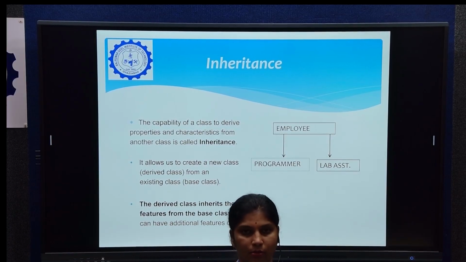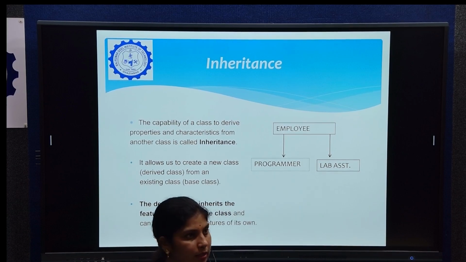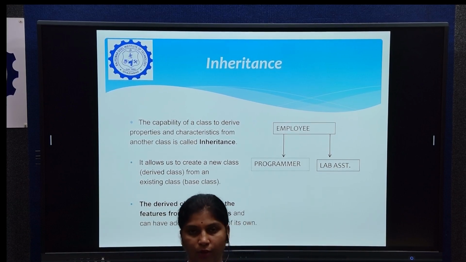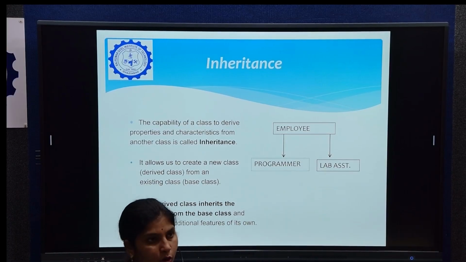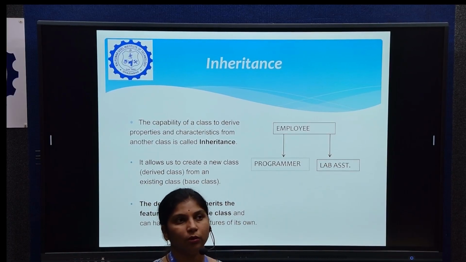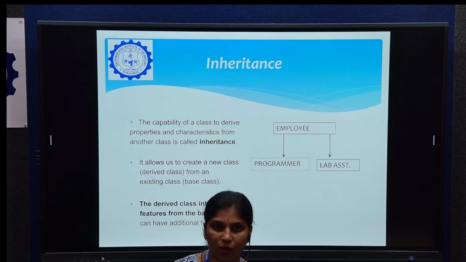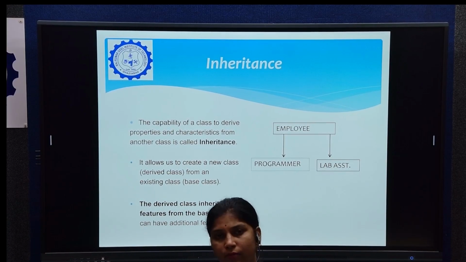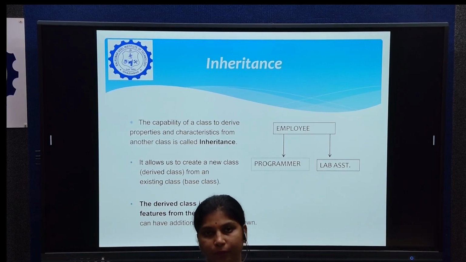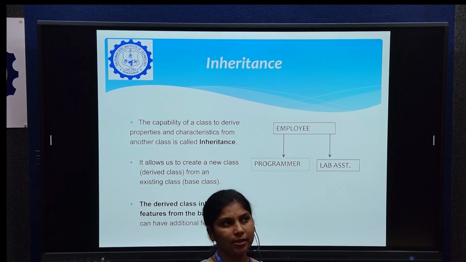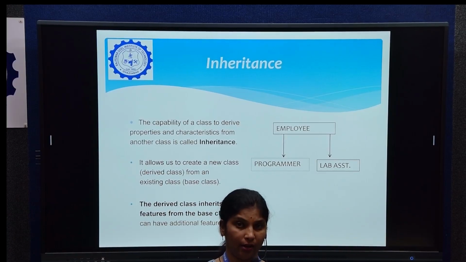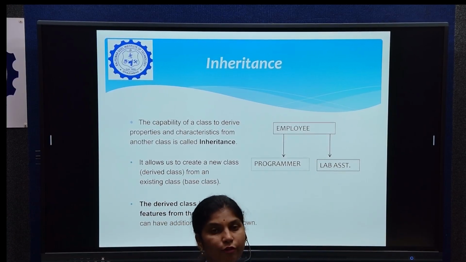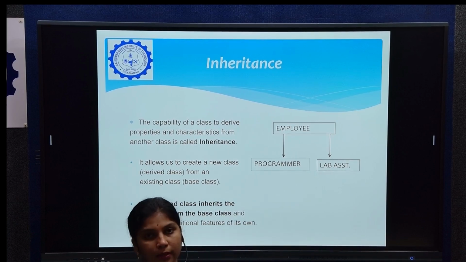Let's take an example of a child. A mother and father are the parents of that child. The qualities of that child match with their parents or anyone in the family, right? So we can say that the child is inheriting the qualities and properties of his parents, either mother or father.